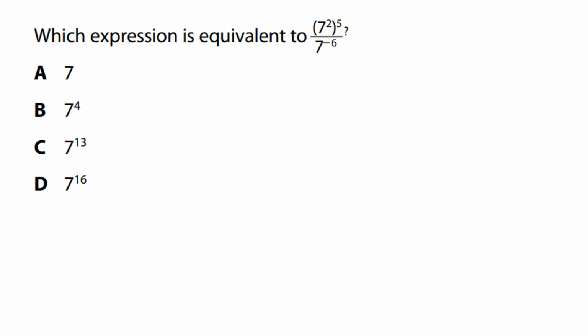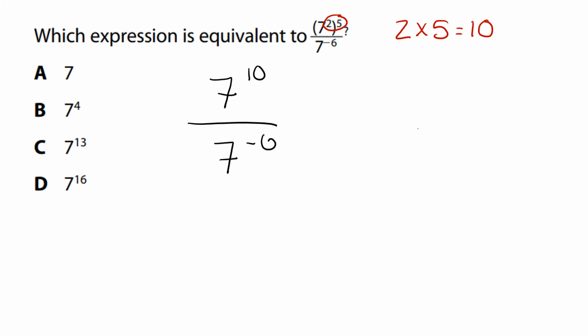For this next problem, which expression is equivalent to 7 squared raised to the 5th divided by 7 to the negative 6th? We start by multiplying our exponents, 2 times 5 to give us 10, and then we rewrite the problem. 7 to the 10th power is now on top, 7 to the negative 6th is now on the bottom.